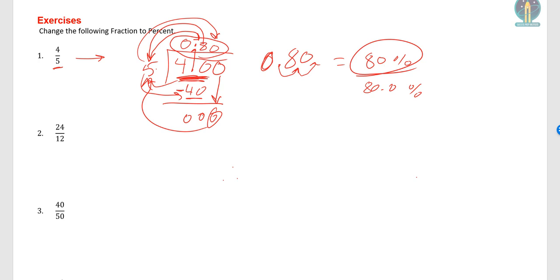Okay, 24 over 12. Now, if you look a little closer at this, you'll see that 24 divided by 12 is actually equal to 2. So it would be nice to simplify it from the very beginning before you start doing long division. If you recognize that there's something you could do to simplify it right away, that's what you want to be doing. So 24 divided by 12 is 2. And now I have 2, and I want to convert that to a percent, right?